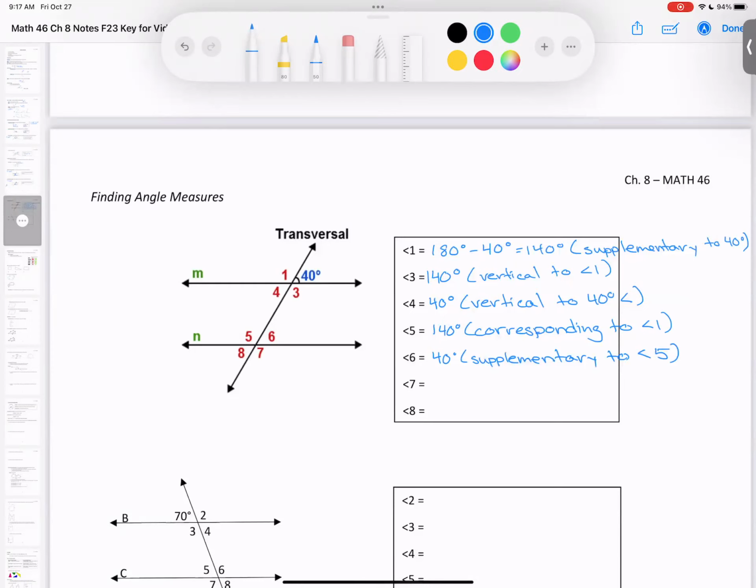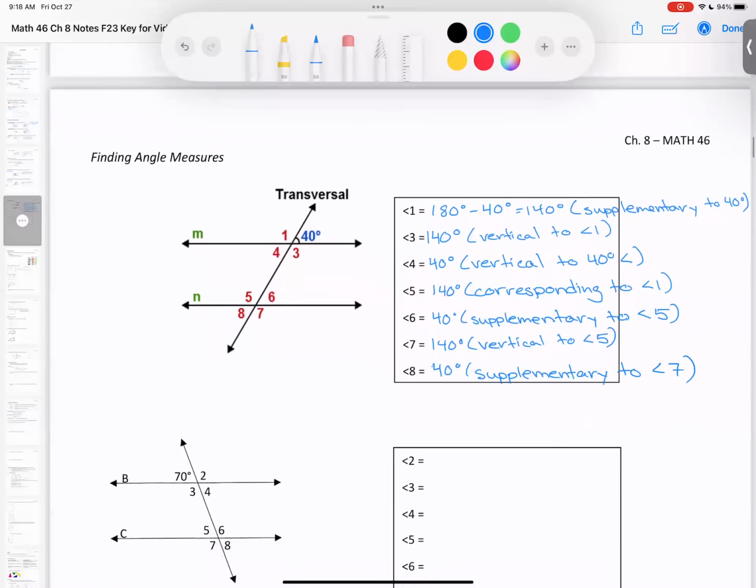Okay, angle 7. The first thing I see is it's vertical. So I'm going to say it's vertical to angle 5, which means it equals angle 5 at 140 degrees. And last one there, angle 8 is supplementary to angle 7, so that means it must be 40 degrees. Like I said, if you came up with different reasoning for these angles, that is perfectly fine. There's many ways to do these, but those should be the angles you get.